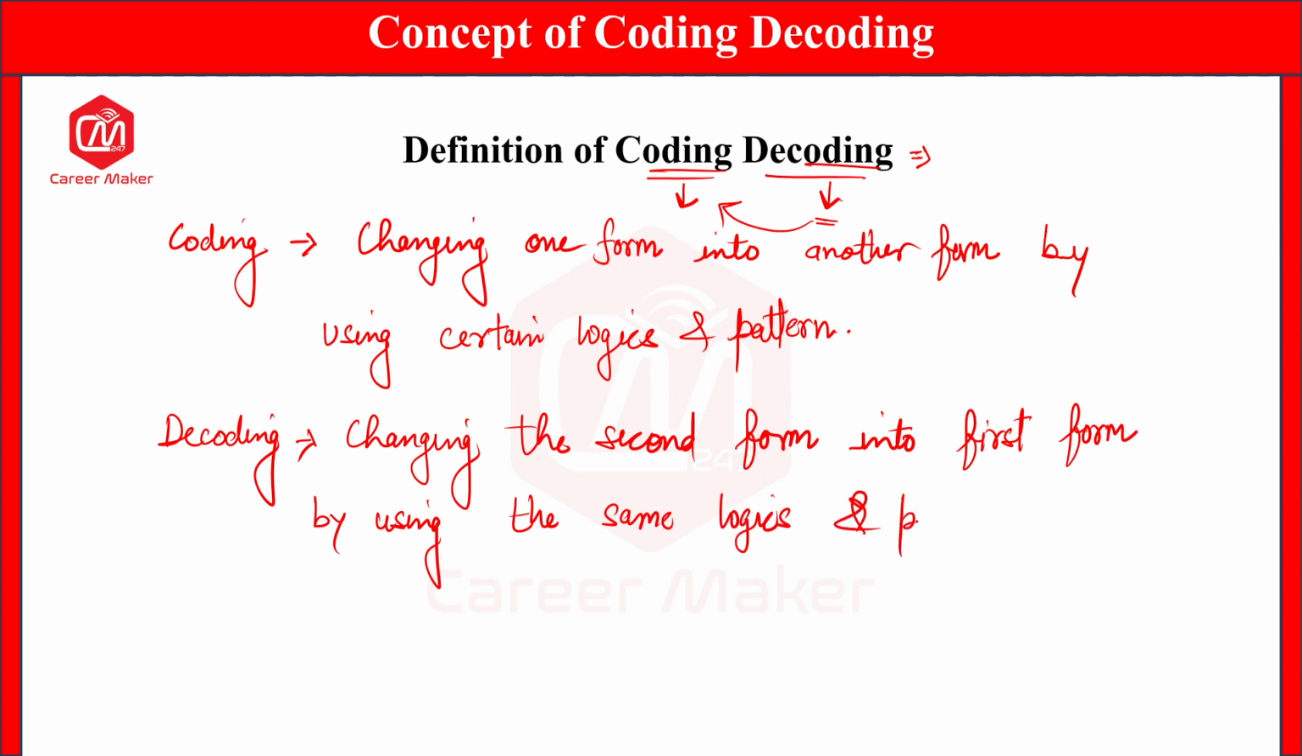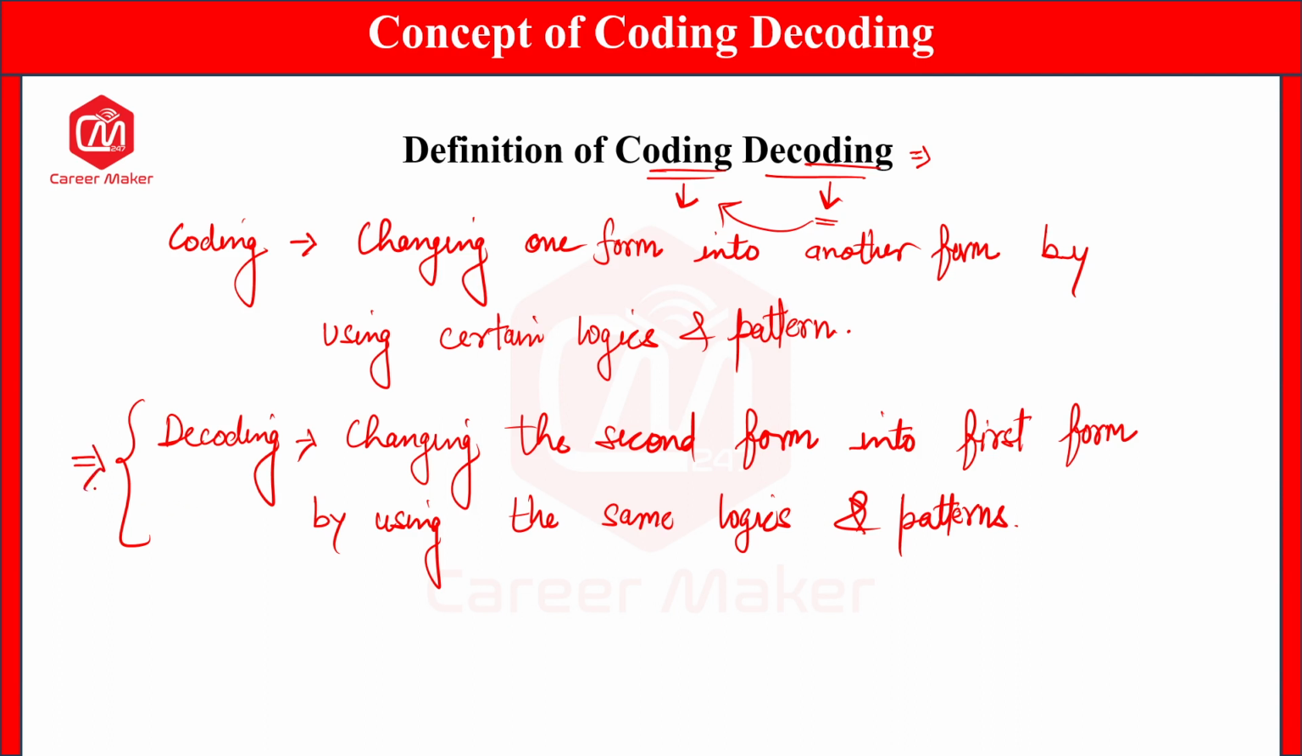By using the same logic and patterns, that is called what? Decoding. So decoding is nothing but the logic or pattern, or together logic and pattern, that we use. By using that itself, we change the second form and bring the original data back, which is called decoding. Actually, this is very important for us.